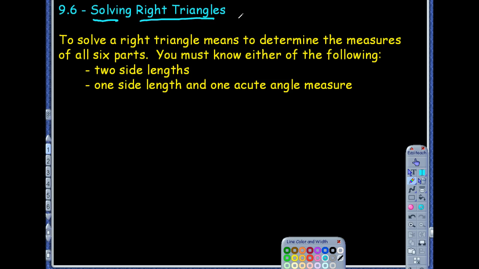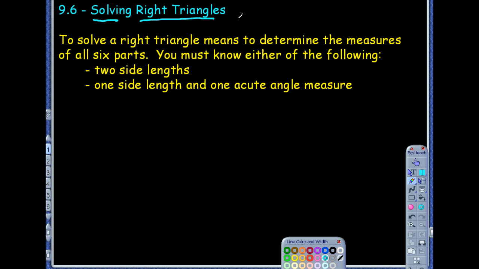Now, the good thing about this particular lesson is that you don't have to be given a bunch of different things to solve a right triangle. We're going to continue finding missing sides, but we're also going to learn how to find the acute angles that are missing in a right triangle.